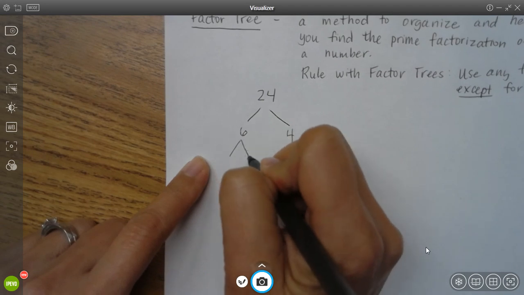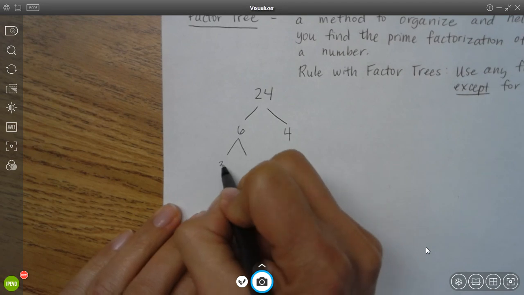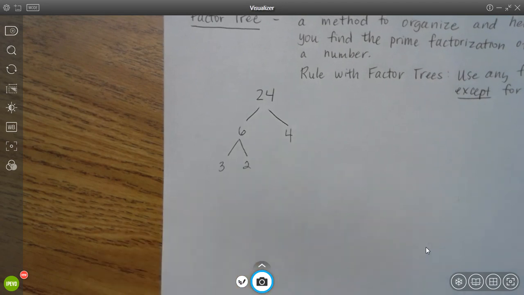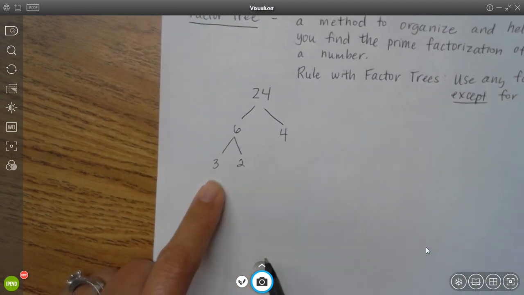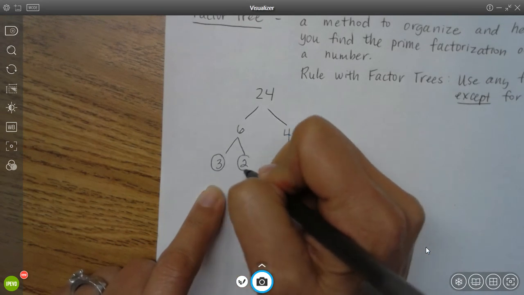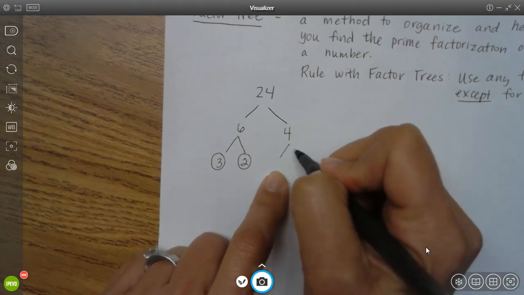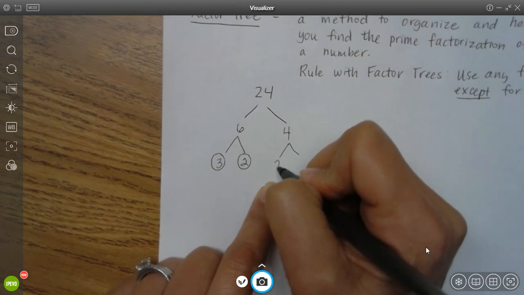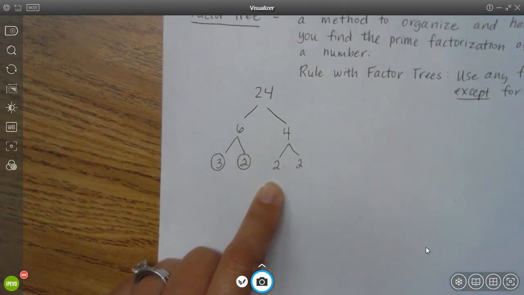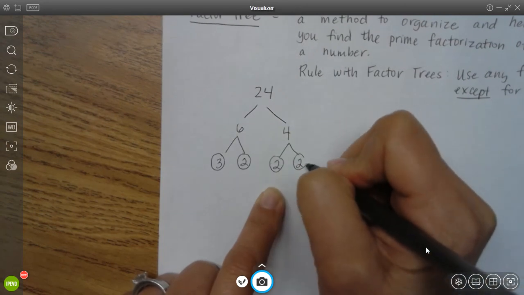The 6, what 2 numbers will multiply together make 6? Okay, and I know 3 and 2 are those 2 numbers. Again, I can't use 6 times 1 because I cannot use 1 here. Now, 3 and 2 are prime numbers, so I am going to circle them. I have gotten as far as I can here. Now I'm going to go over to my 4, and I'm going to find 2 factors that make 4. And again, the only 2 numbers would be 2 times 2, because again, we can't use the number 1. Okay? Now, 2 again is a prime number, so I've circled them.